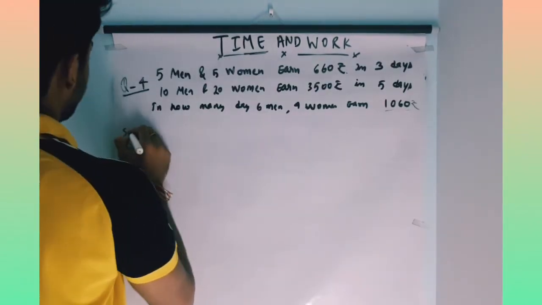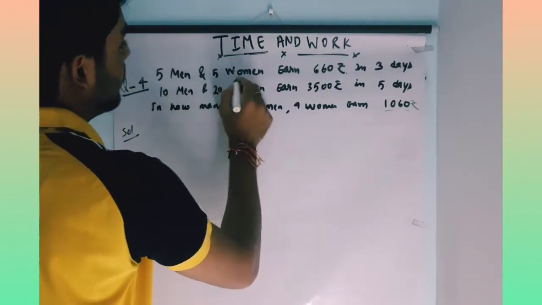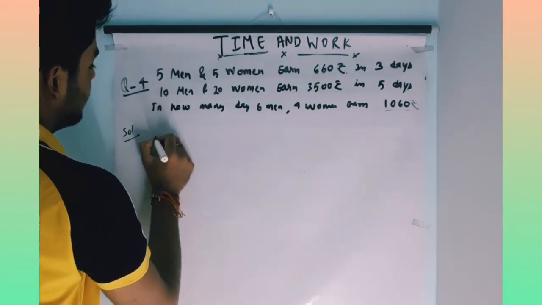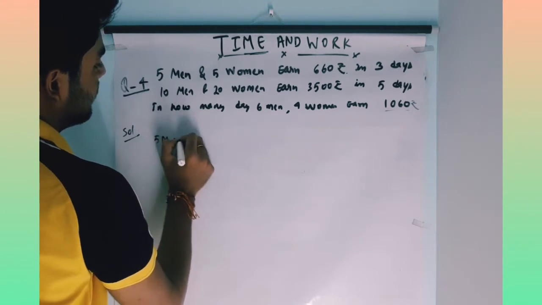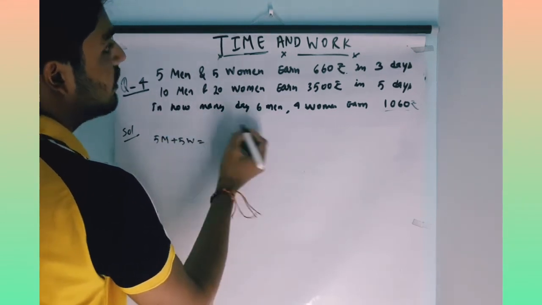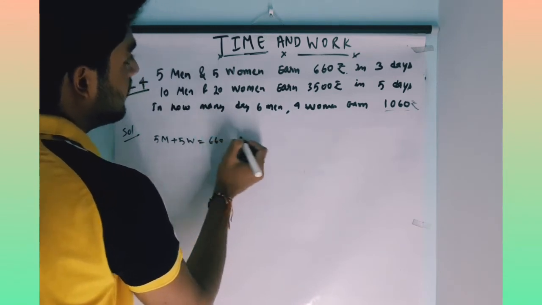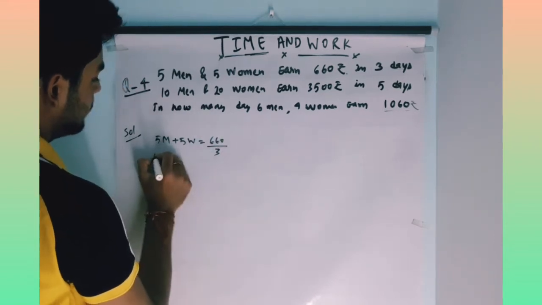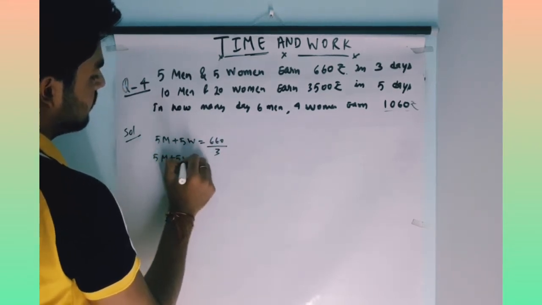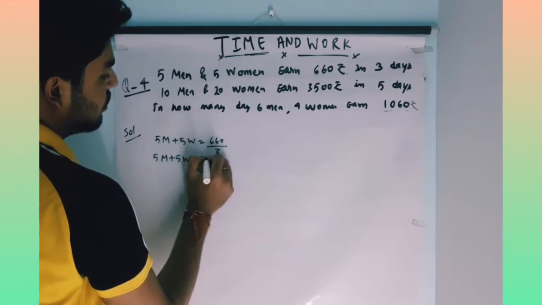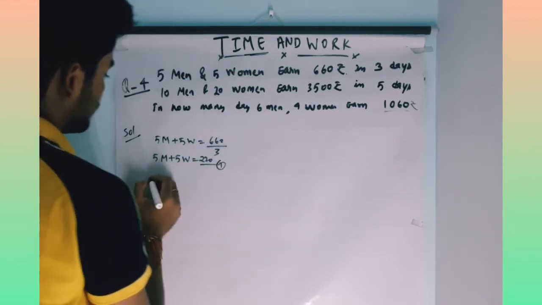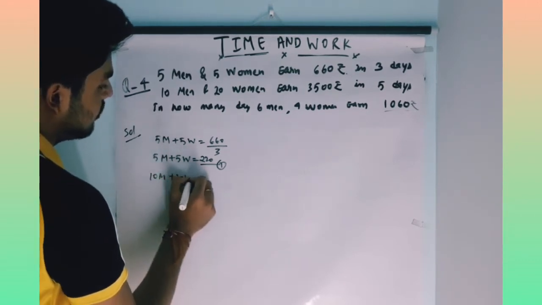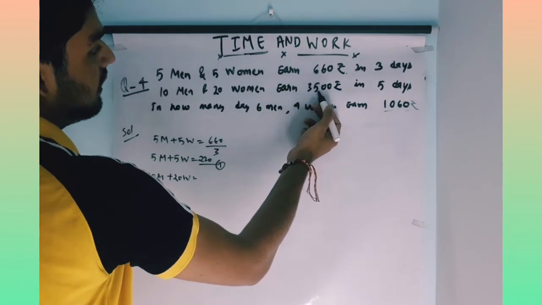Our fourth question says 5 men and 5 women earn 660 rupees in 3 days. So in one day, how many rupees do 5 men and 5 women earn? 660 divided by 3 days. So we get 5 men plus 5 women earn 220 rupees per day. Equation number 1. Similarly, 10 men plus 20 women earn 3500 rupees in 5 days.